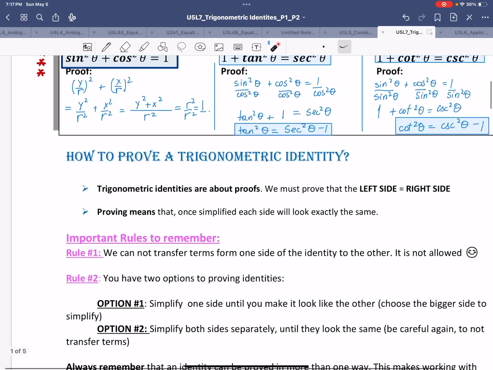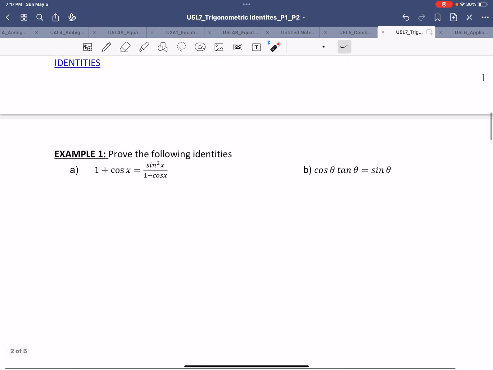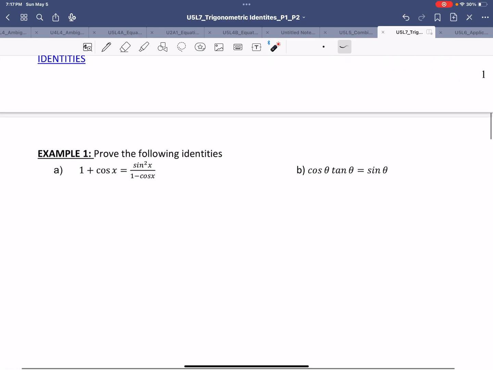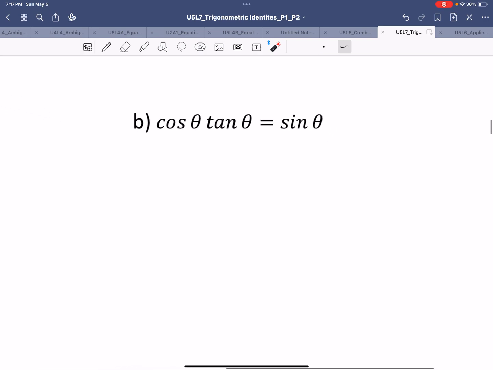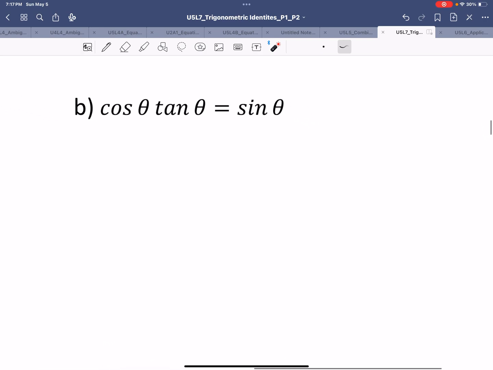Okay, so we're going to move on to proving some identities, and I am going to start with example number 1, not A but B. So here we go. So what we have in this case is the identity cos theta tan theta equals sine theta. So we have to prove that the left side of this identity equals the right side, which is simply one term.